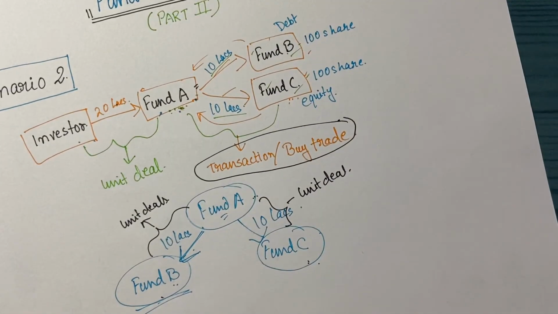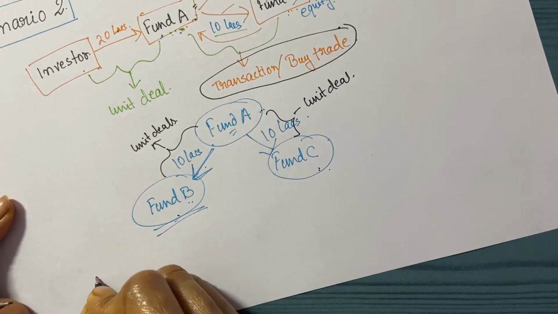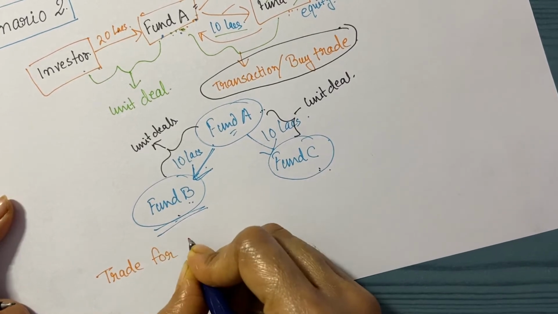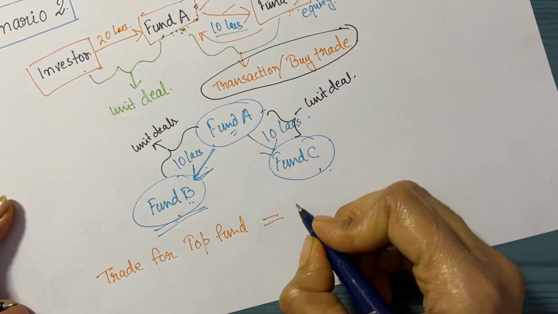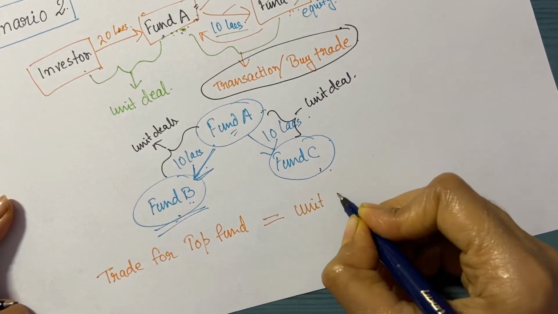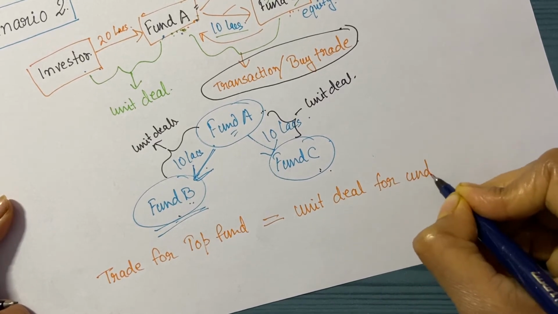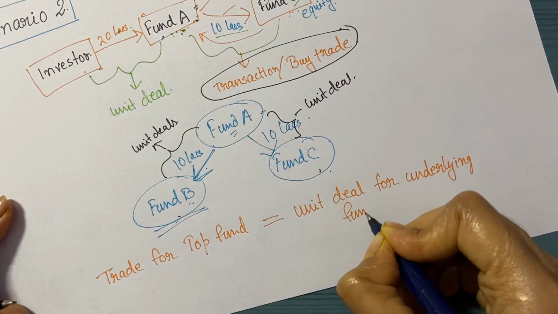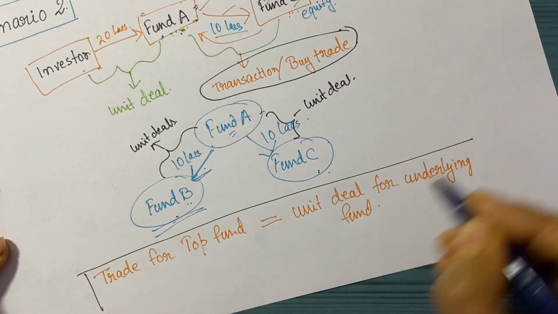So just to have the nutshell of it: a trade for the top fund will be a unit deal for the underlying fund. This is the one basic thing we have to always remember.